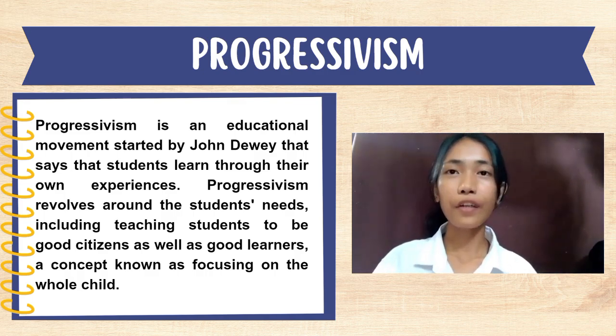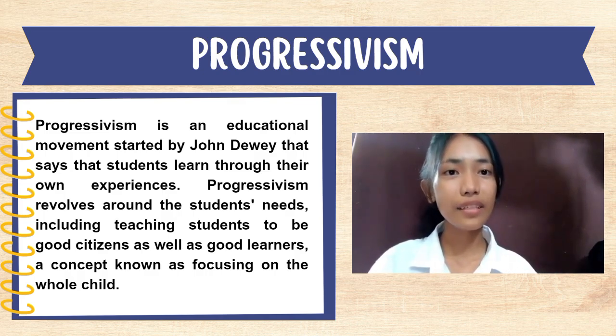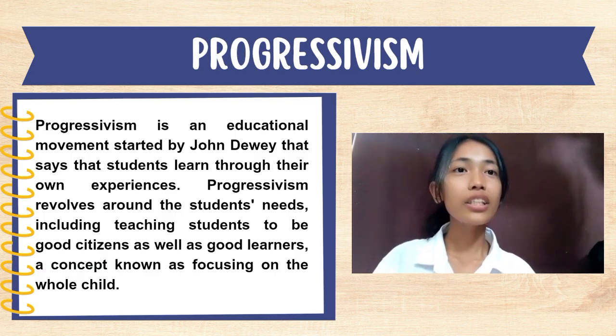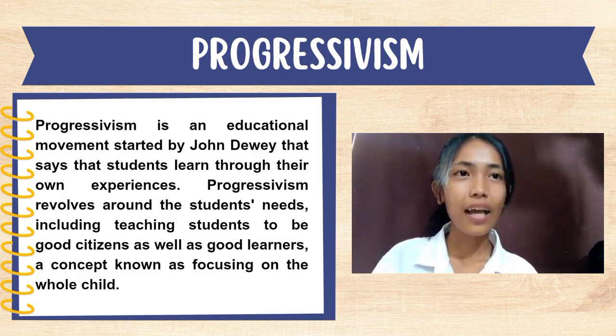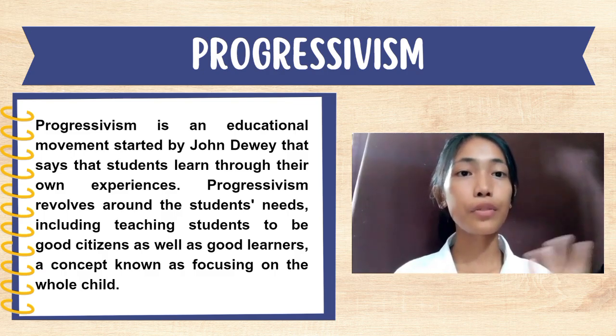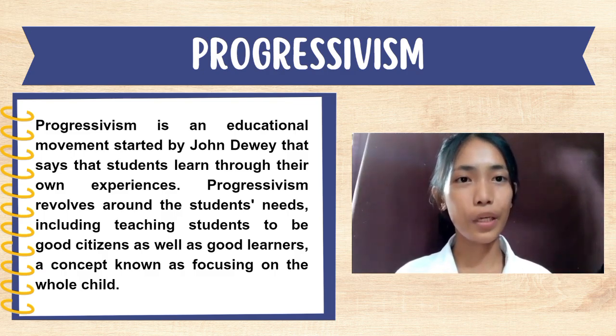So first, we have progressivism. Progressivism is an educational movement started by John Dewey that says that students learn from their own experiences. Progressivism revolves around the students' needs, including teaching students to be good citizens as well as good learners, a concept known as focusing on the whole child. So here in progressivism, students learn from their own experiences.